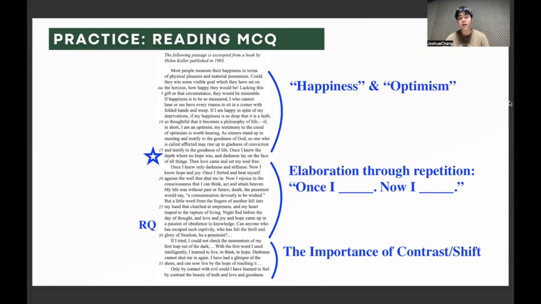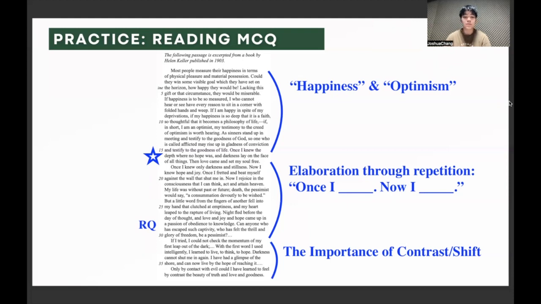In the next paragraph, she elaborates on the shift in perspective through repetition. She repeats the sentence structure, "once I blank, now I blank," in order to further enhance this contrast between her previous and current life. By showing this change and emphasizing how incredible it was, she sets up the rhetorical question, "can anyone who has escaped such captivity be a pessimist?", at the end of the paragraph that supports her notion that she is a true optimist. Here, the elaboration and the setup for the effective rhetorical question to support her main idea was the purpose of the second paragraph.